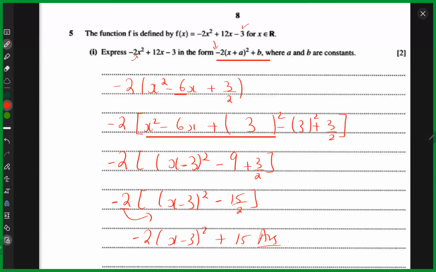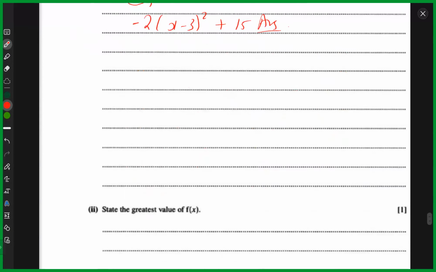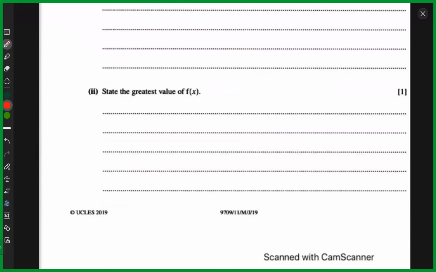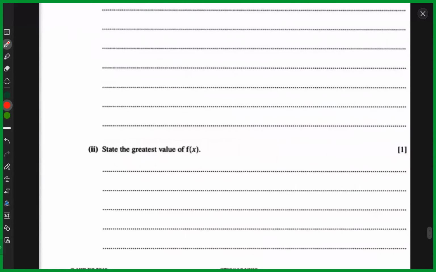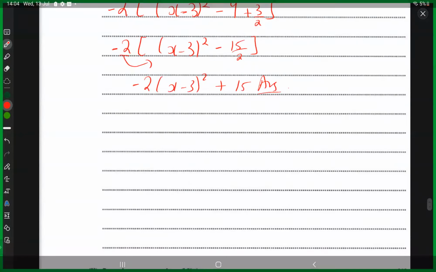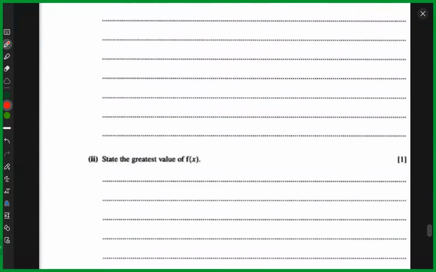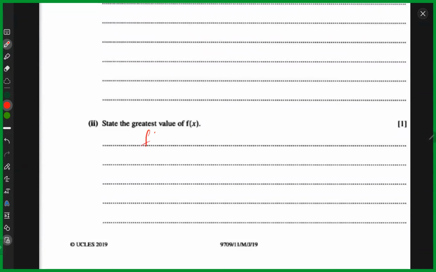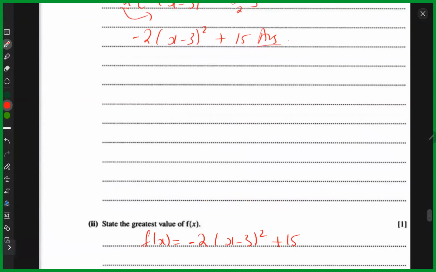Okay, so this was the initial quadratic expression or the quadratic function, and I've converted it to this form very, very easily. Okay, this was the first part of the question. Let's talk about the second part of the question. Now it says, state the greatest value of the function. All right. Now you need to state the greatest value of the function. Let me just write down the function again. It's f of x equals -2 common x minus 3 whole squared plus 15. Let me just double check. Yes, that is right.